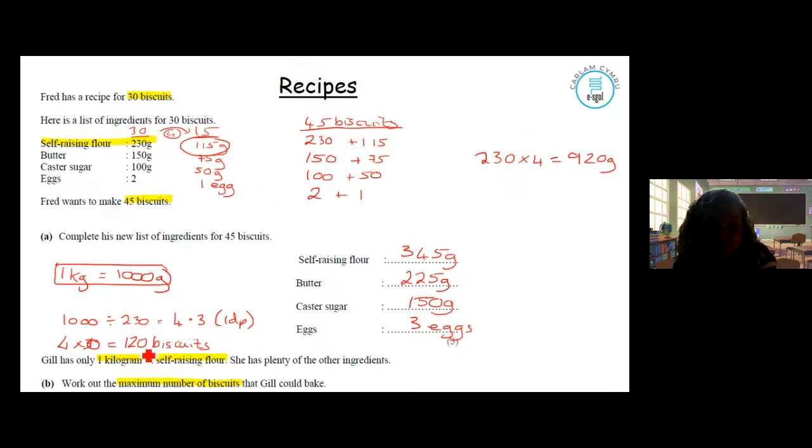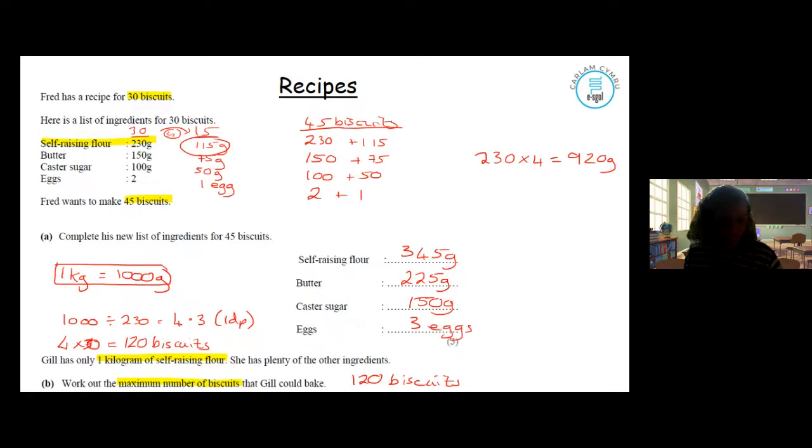So actually, what she can do is, well, we know Jill, isn't it? So it's a lady. So Jill is using 4 lots of the original recipe. So 4 lots of 30, so 120 is actually our answer. But we did need to do that check to see if we could have fitted some more biscuits in there or not.